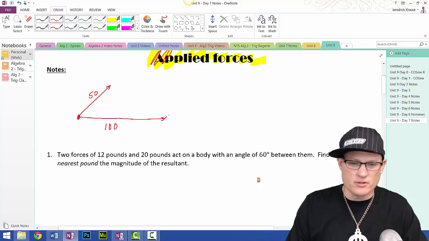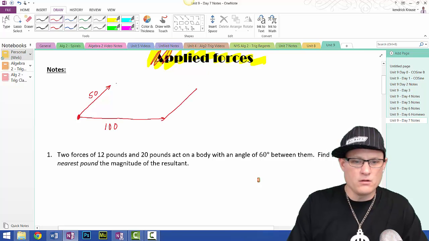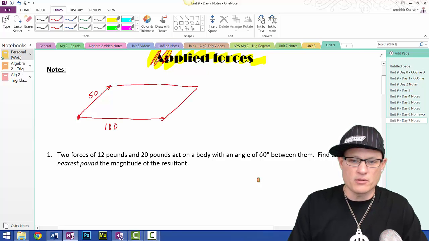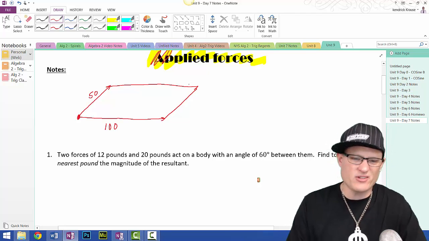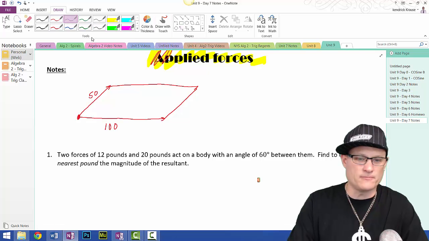we're going to draw it into a parallelogram, because parallelograms are kind of cool. Kind of fun, those shapes. Got four sides, got lots of angles. Let's talk about parallelograms. Let's see what you remember from last year.